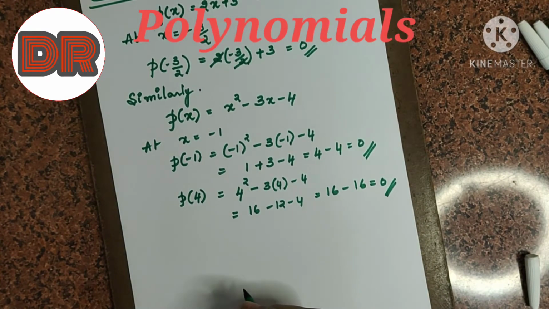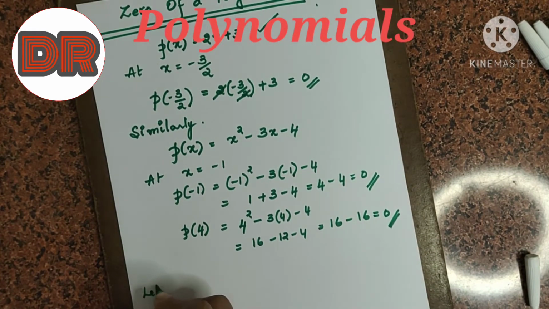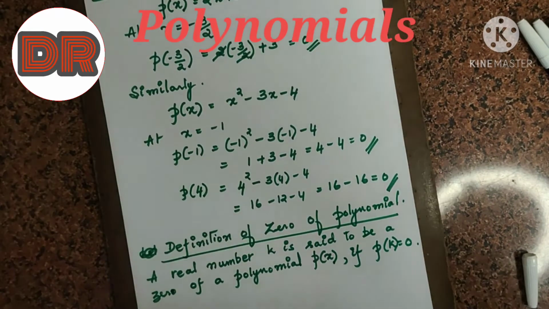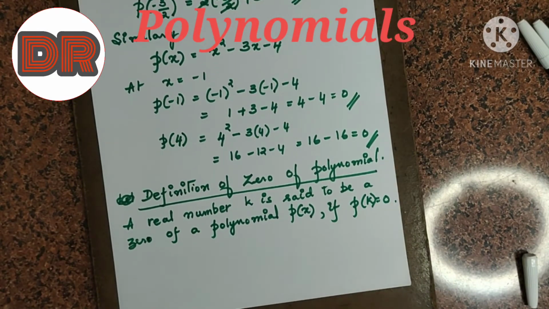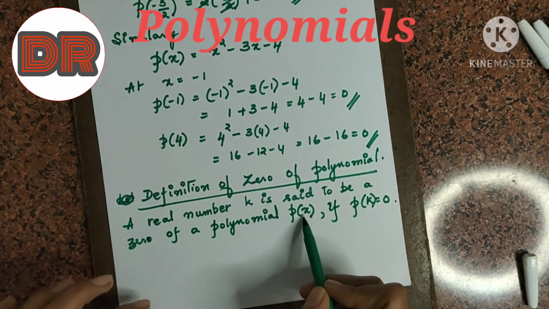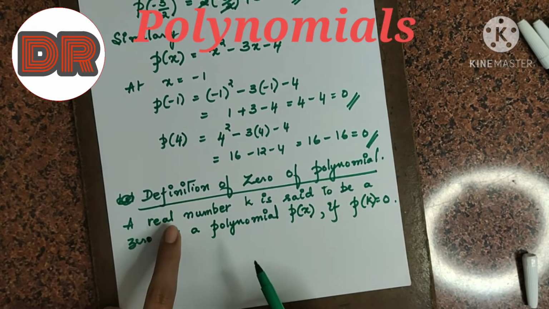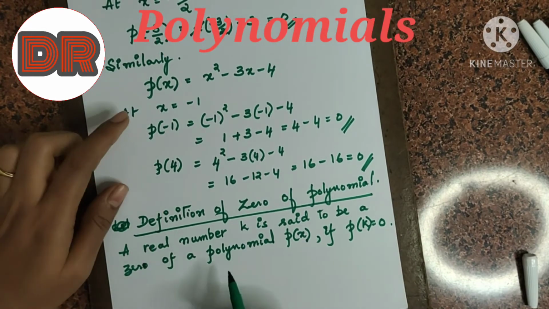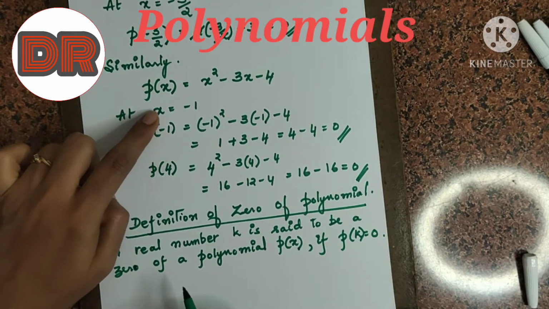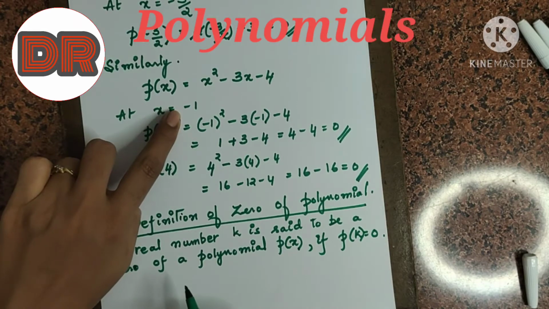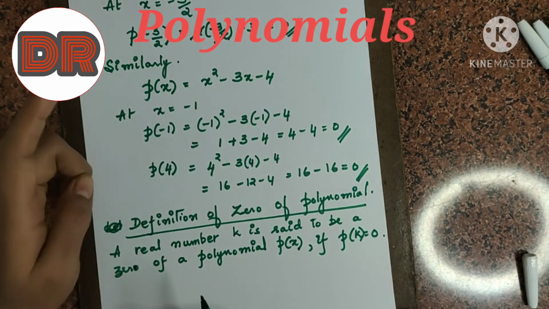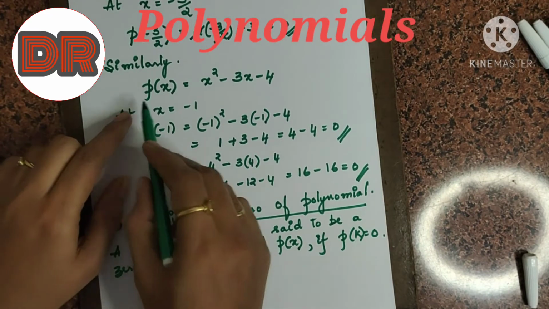0 of a polynomial. So let me take the definition. So the definition goes like this: a real number k is said to be a 0 of a polynomial p of x if p of k is equal to 0. So any real number k. So here the k value is minus 1. I have taken x because x is a variable in the polynomial.